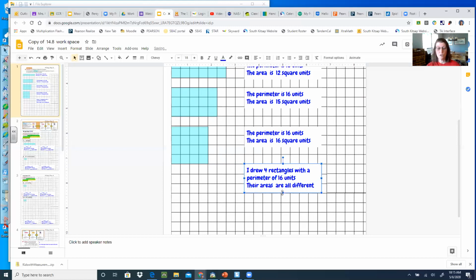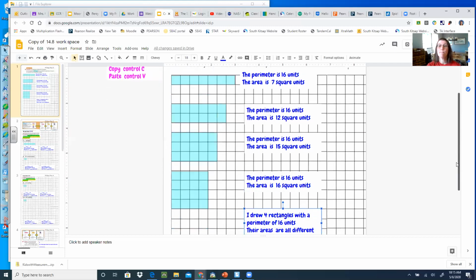One thing I want you to notice, and this is a key learning for this lesson, is that the more a shape approaches a square, the larger its area. So the longer and skinnier, the smaller the area. I can't really do a square. The closer you get to a square, the larger the area. That's a huge learning point for this lesson.